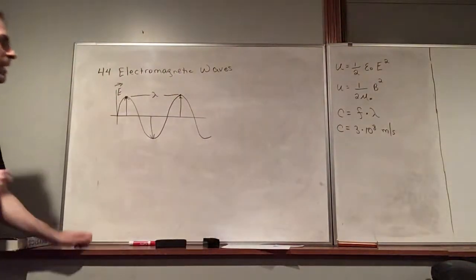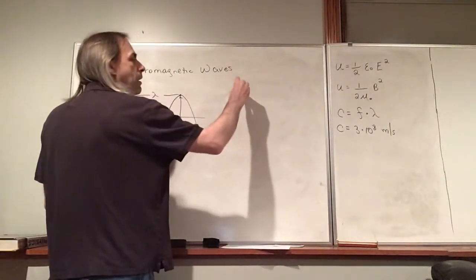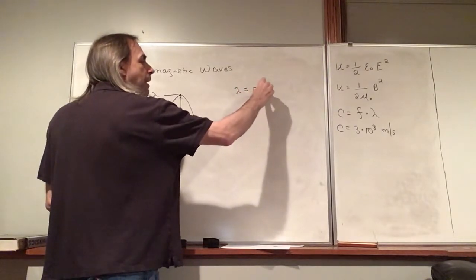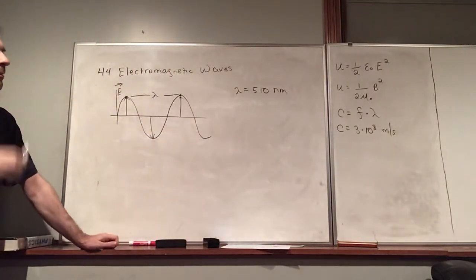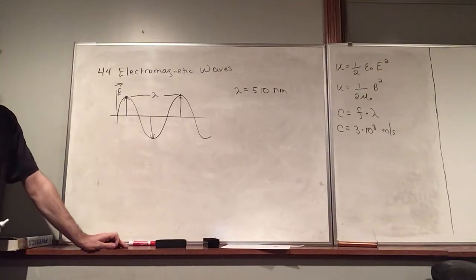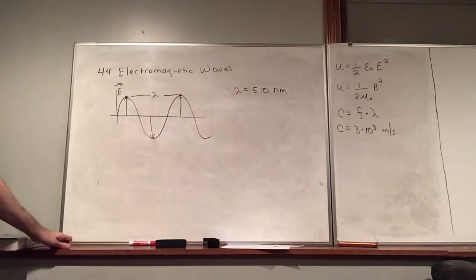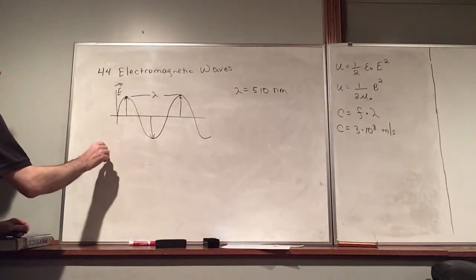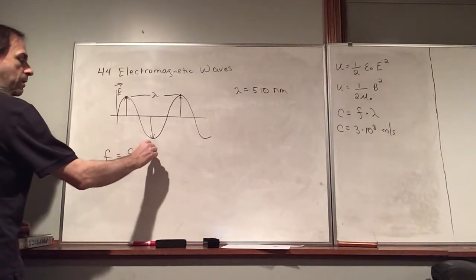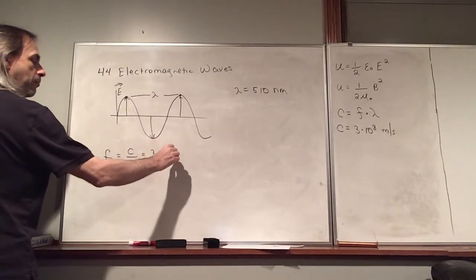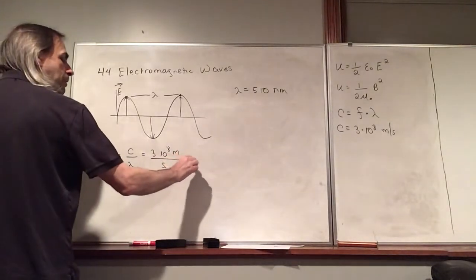Okay, now let's do a quick calculation. Let's say we have ordinary light with a wavelength of 510 nanometers, which is somewhere in the middle of the spectrum, probably green or yellow. Not sure exactly what color that would be. Let's find the frequency of this light. The frequency would be the speed over the wavelength. So we have 3 times 10 to the 8th meters per second, and then the wavelength is 510 nanometers.